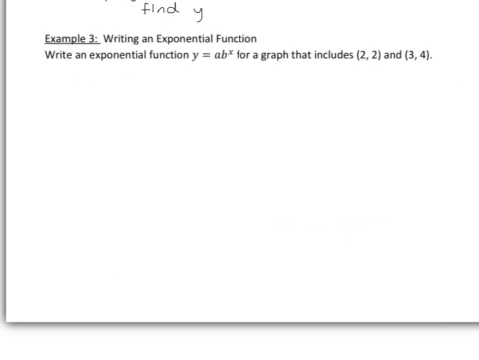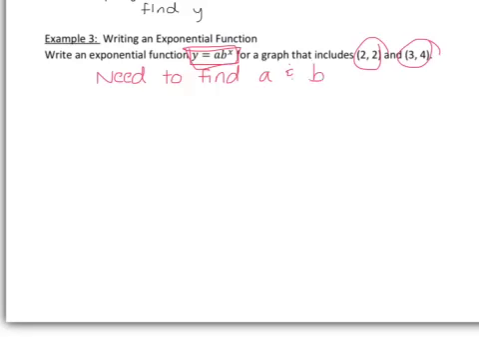All right, for example 3, we're going to create an exponential function, and it gives you the form to start out with. That's the general form. That's what we're going to use a lot. And then it gives you 2 points, and we have to create a function out of that. So y and x will just stay, but what we need to find are A and B.